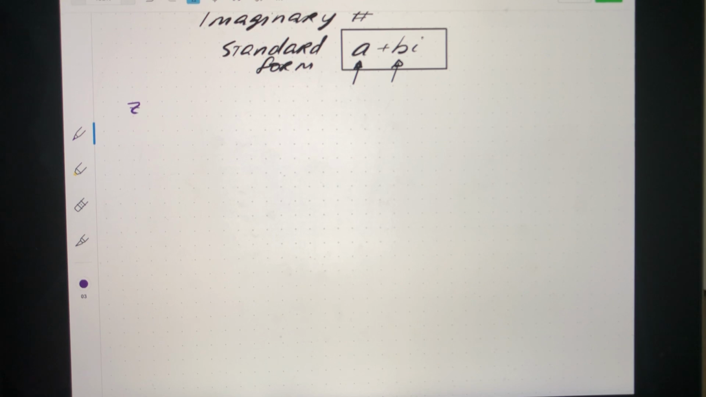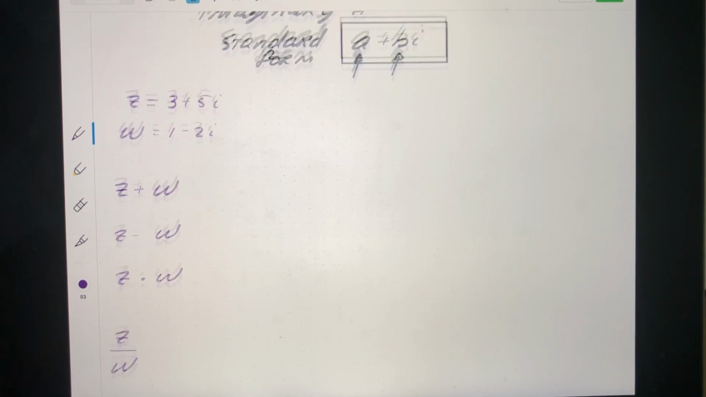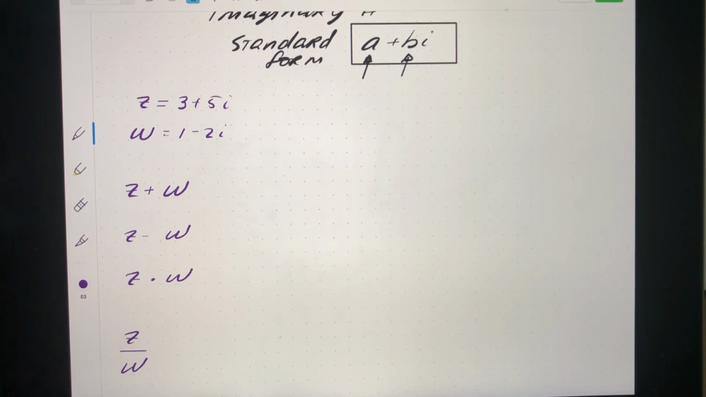The first number is going to be called z, and it is 3 plus 5i, and the second number is w, it is 1 minus 2i. So suppose we have to do the four main operations that we usually do with any other numbers. We add them, we subtract them, we multiply them, and we divide them. So let's do all four operations and write the final answer in the standard form.